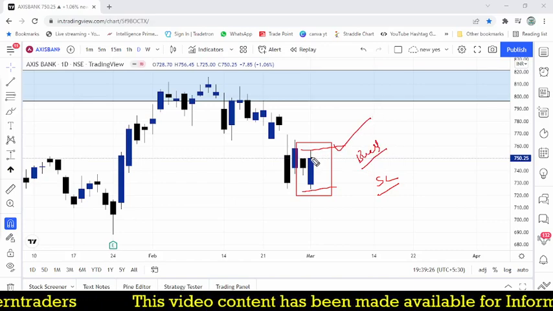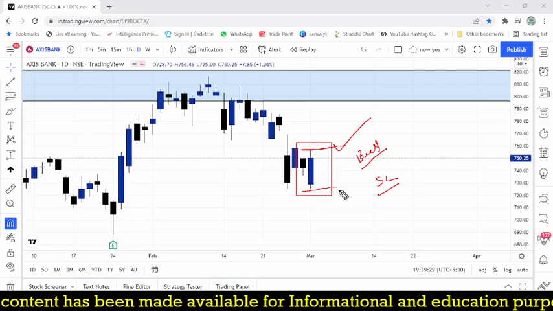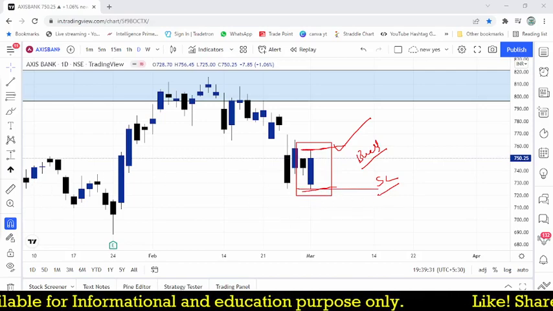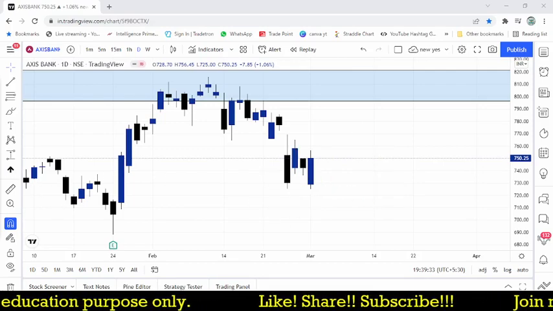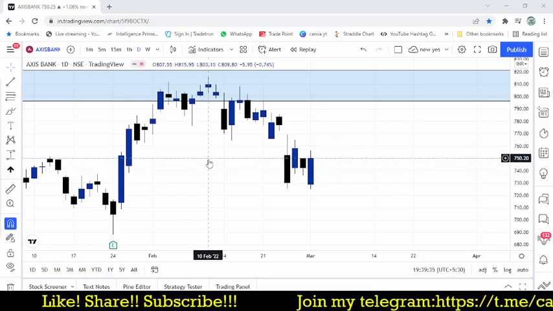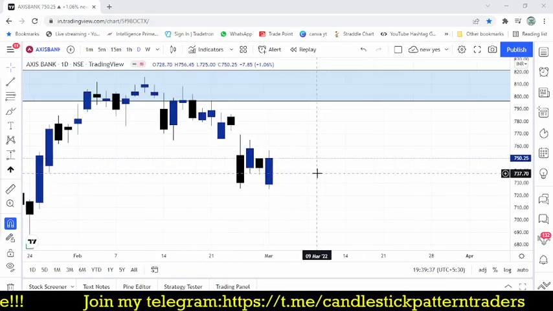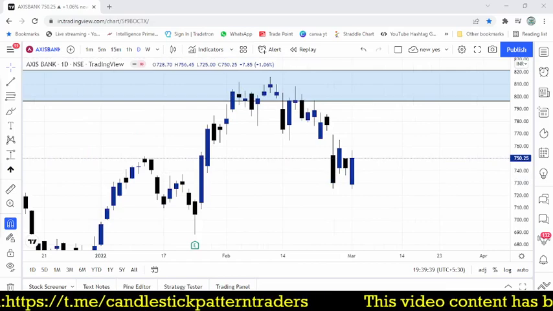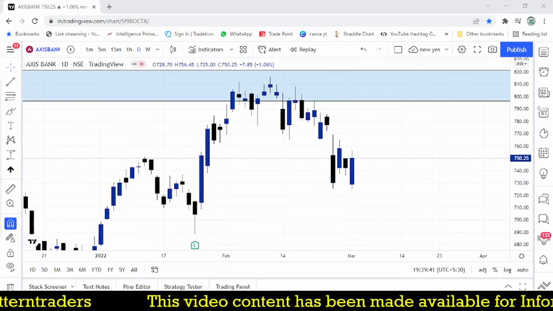Today's high is broken by the next day, so there is an entry opportunity. We keep the stop loss at the bottom, right? And we don't have any other stocks. Axis Bank is the only stock we got for a double candlestick pattern. So that is another good one.